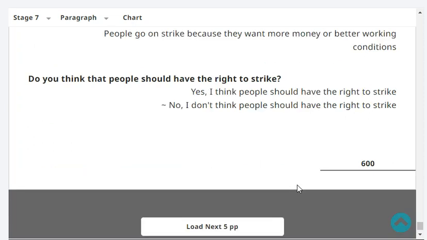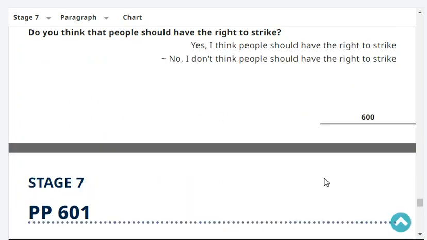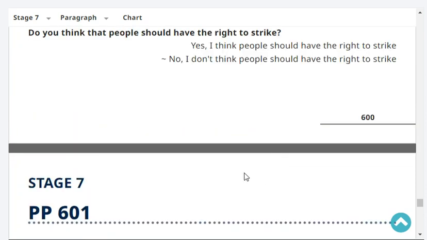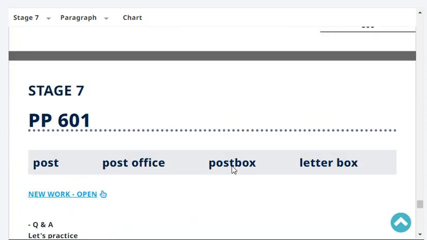Do you think that people should have the right to strike? Yes or no? Yes, I think people should have the right to strike. Very good. Okay, that's the end of our revision.